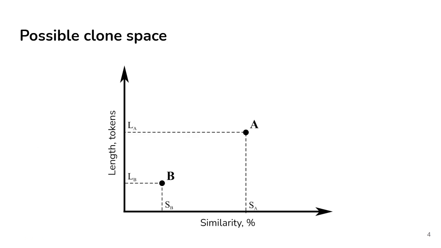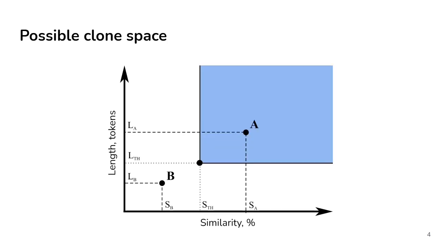These two numbers can be used as coordinates on a plane, and all pairs of code fragments can be found on this plane. For example, in this case, pair A contains code fragments that are larger and more similar than those in pair B. When a researcher chooses parameters for bag of tokens clone detection, they choose a similarity threshold and a lower token length threshold, so that only fragment pairs that are larger and more similar than the thresholds are considered to be clones.